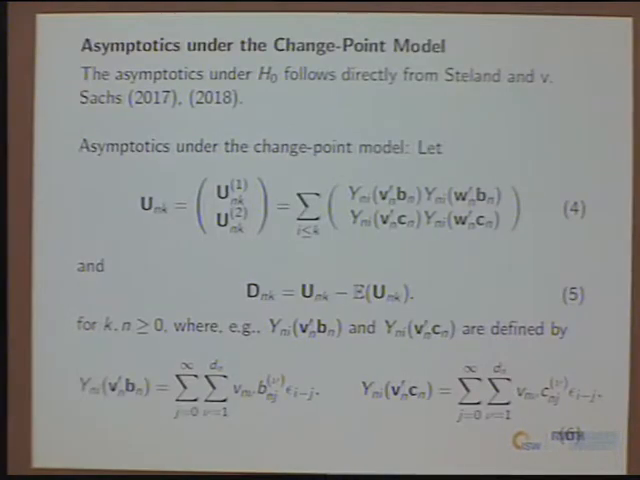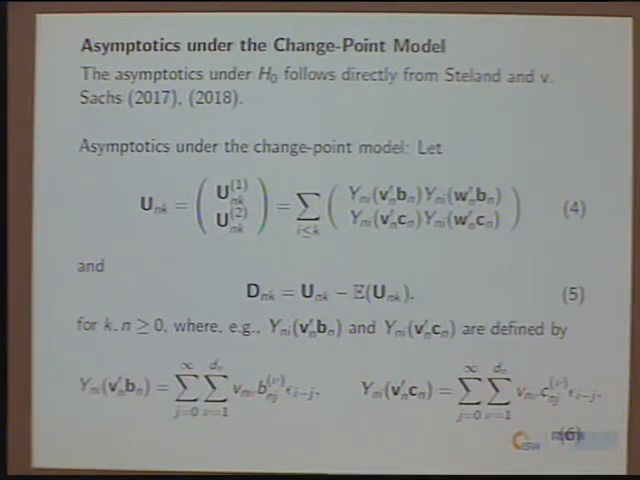The asymptotics under the change point model work as follows, generalizing the existing results we already published. Here I look at the bivariate process now. I consider time series which are first induced by the coefficients before the change point, and here is the time series induced after the change point. The idea is to work out the asymptotic approximations for this process.